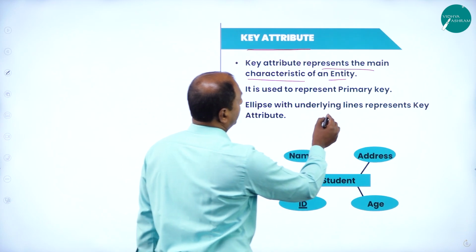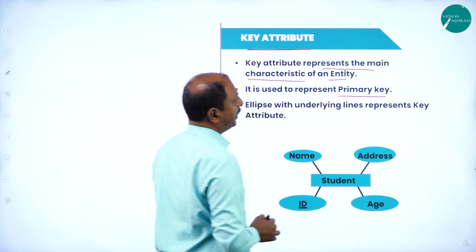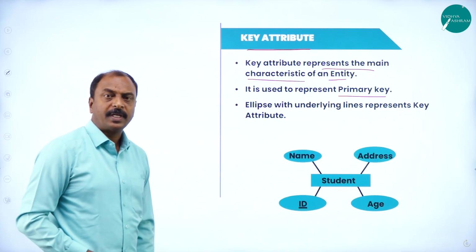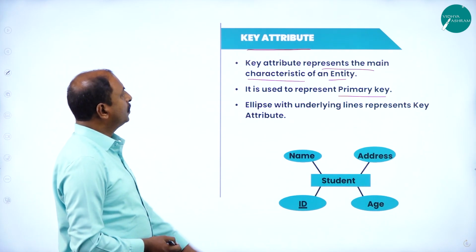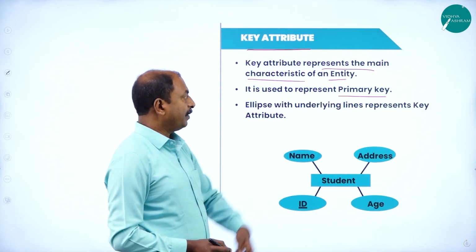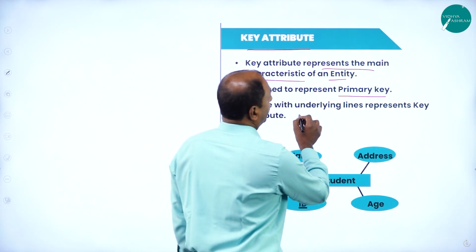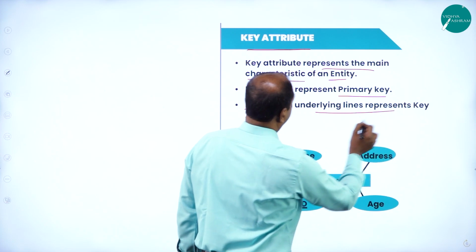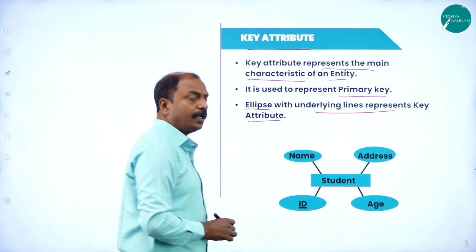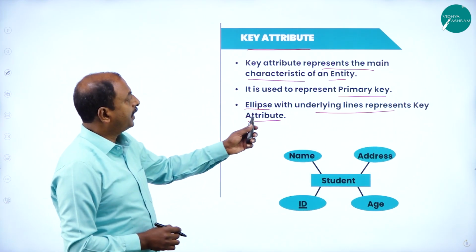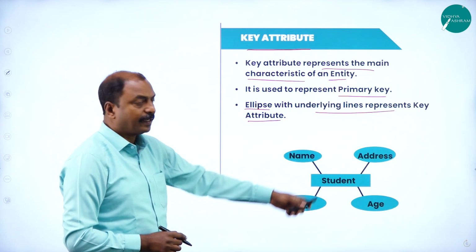It is used to represent a primary key in a table. We are going to learn different types of keys shortly. So it is used to represent primary key, and an ellipse with underlining lines represents key attribute. So here, ellipse with underlining lines. Look at the example now.